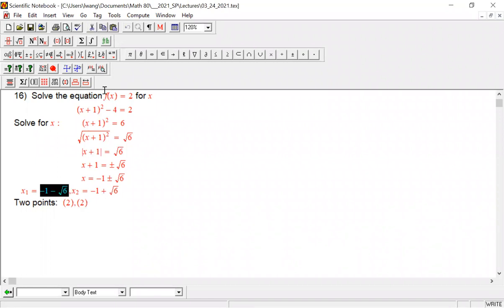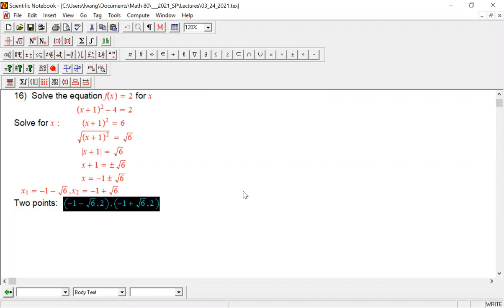Minus 1 minus root 6. And the other point is minus 1 plus root 6. So these are the 2 points. Does everybody follow me?